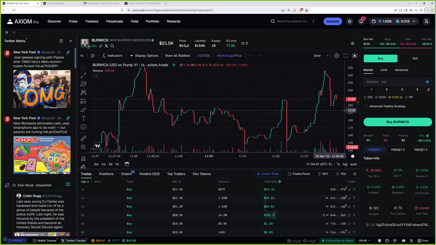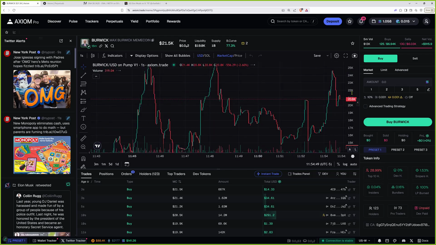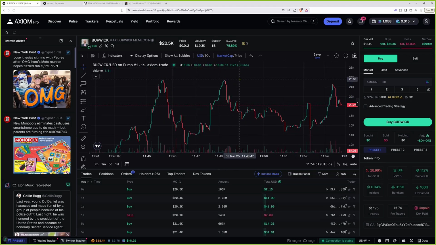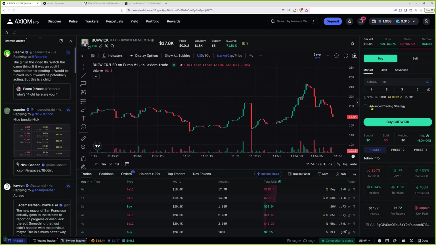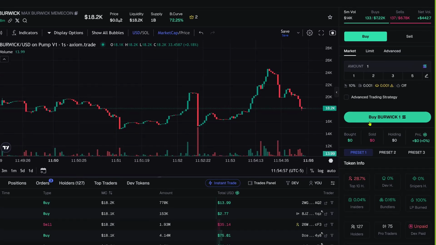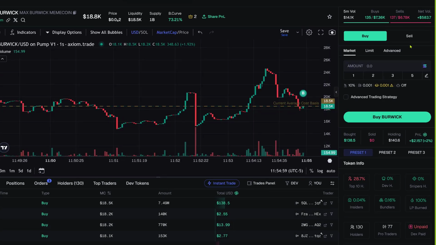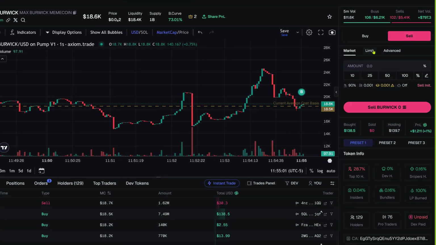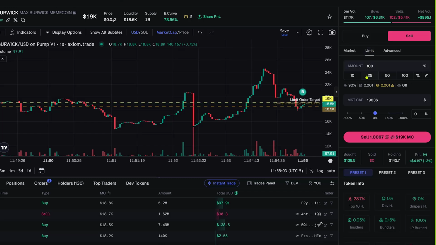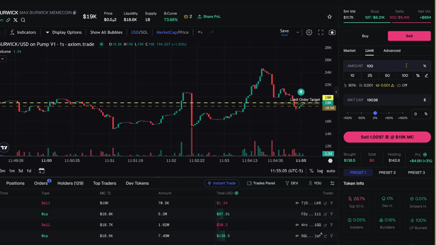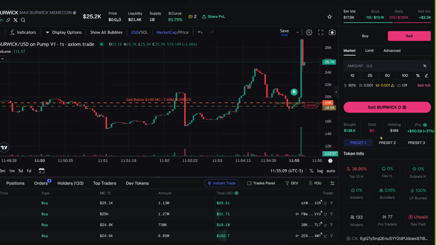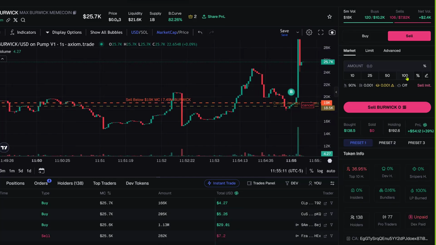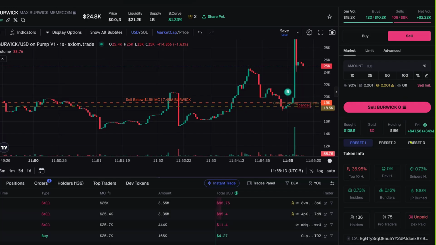Let's come back to him. Seems to be the same top all the time, around 25K, and comes back down. See? I just bought in. I just sold. Oh man, it didn't trigger. I just sold. Look at that, guys.